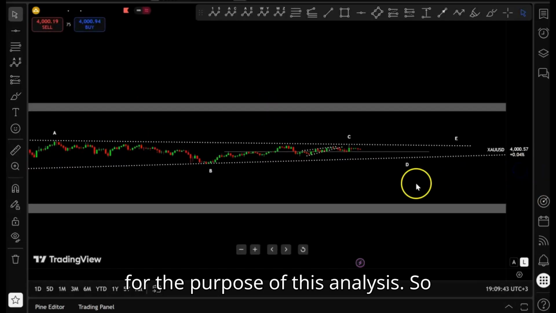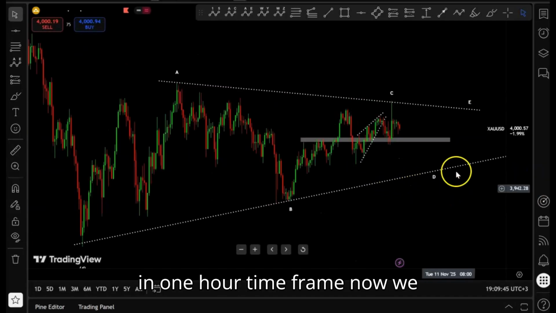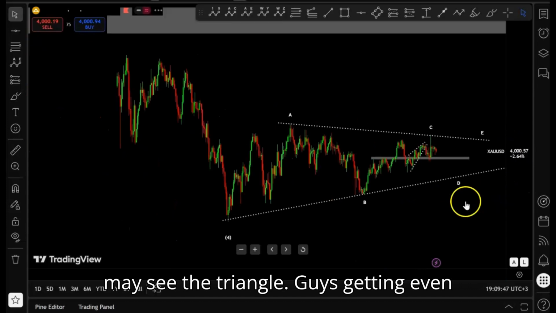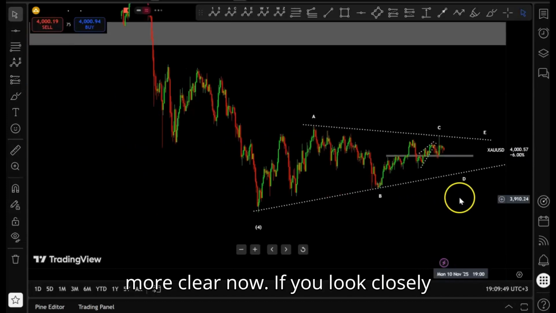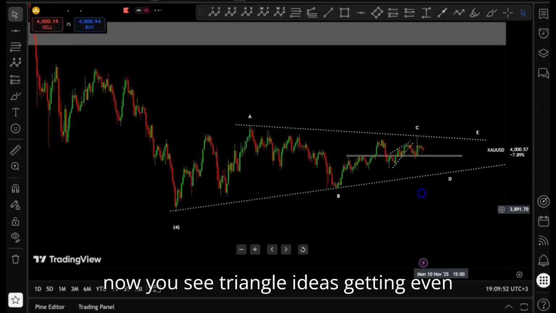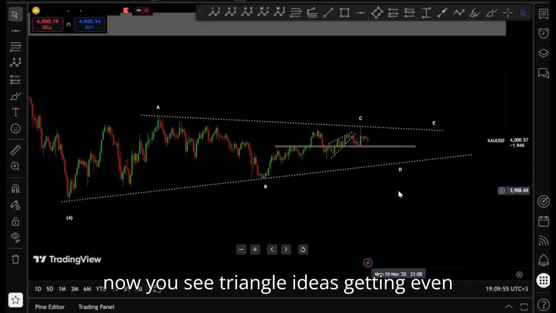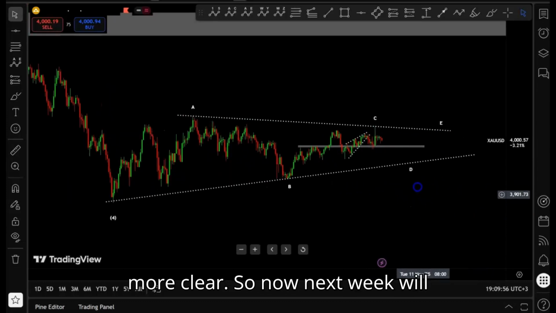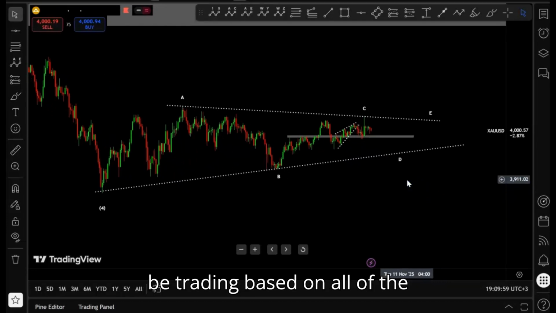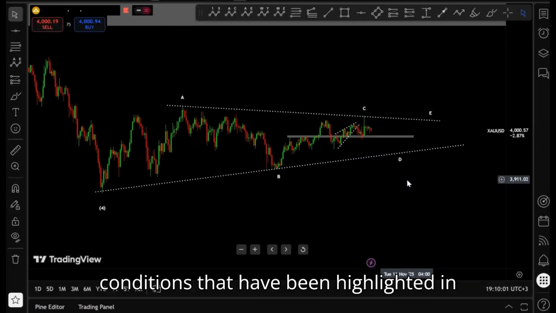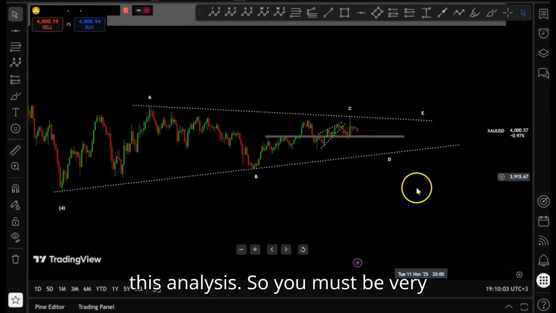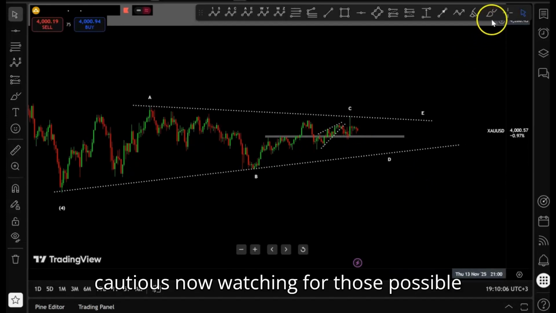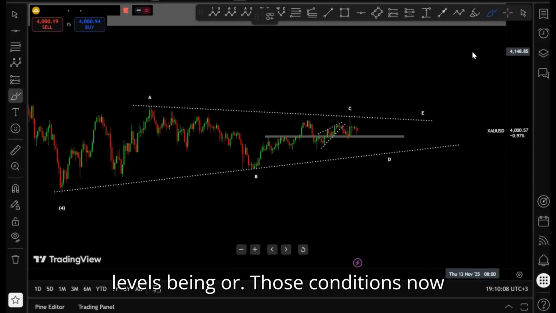So in the 1-hour time frame, we may see the triangle idea is getting even more clear. If you look closely, you see the triangle idea is getting even more clear. So next week we will be trading based on all of the conditions that have been highlighted in this analysis. You must be very cautious, watching for those possible levels or conditions being met.